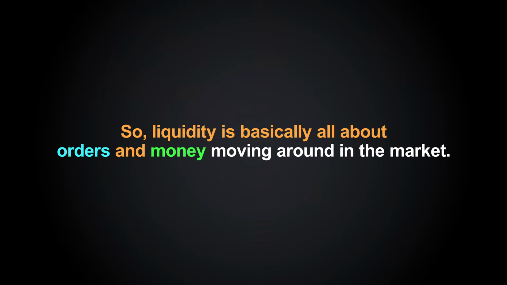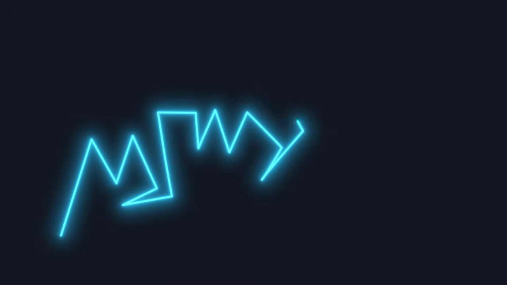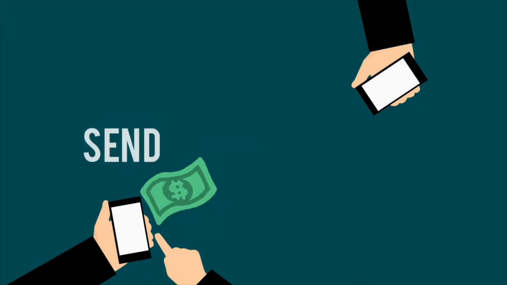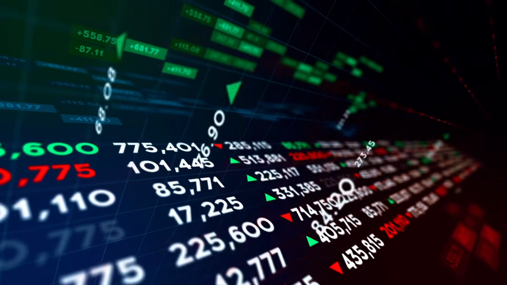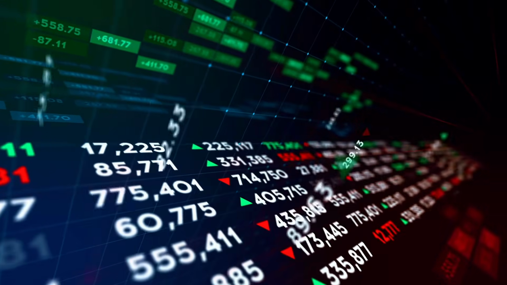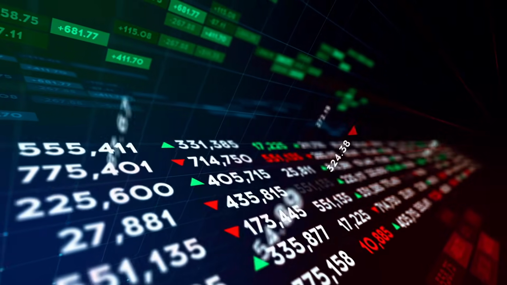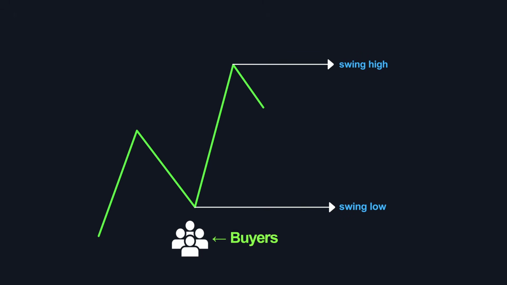So, liquidity is basically all about orders and money moving around in the market. Markets don't just move randomly. They move because people are buying, selling, and transactions are happening. That's what drives price action. To really understand liquidity, think about where people are buying and selling from. Imagine a trending market. We've got a swing low and a swing high already formed. Naturally, buyers cluster near the low and sellers cluster near the high. That's just how most traders operate.